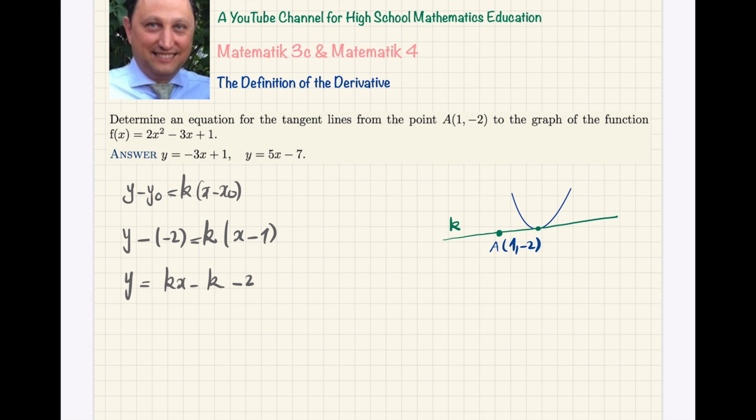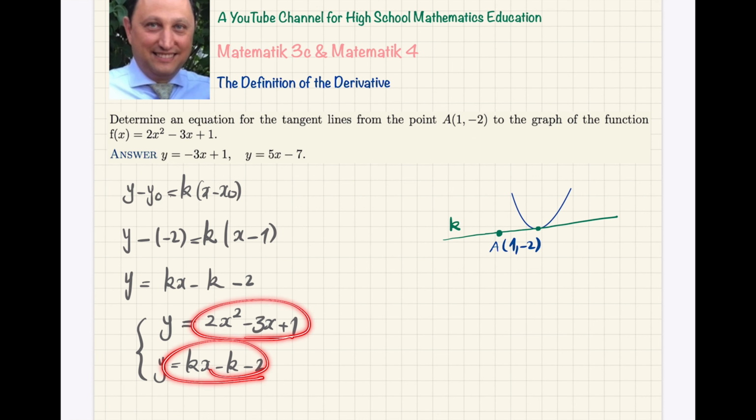And then I set up a system of equations. One equation is the equation of the graph. Another equation is the equation of this line. Of course, this is not one line. This is an equation for infinitely many lines, but all of them are passing through this point. Now, I am looking for the intersection points between these two figures, one of them the parabola, the other one the straight line. So I can equate the y values. Then it becomes 2x squared minus 3x plus 1 is equal to kx minus k minus 2.